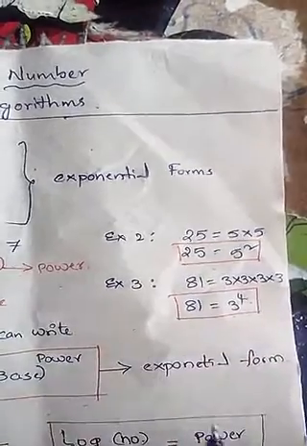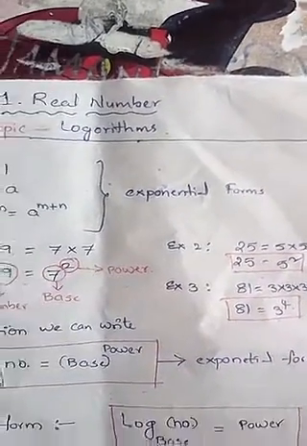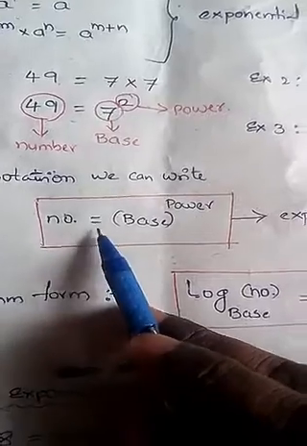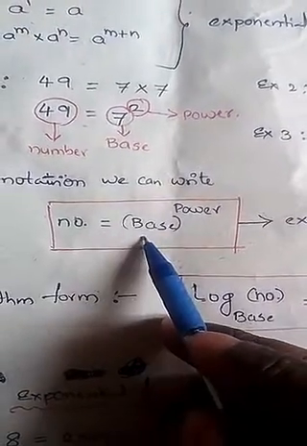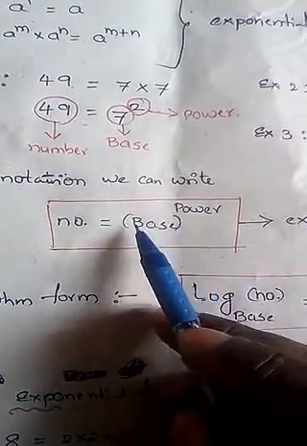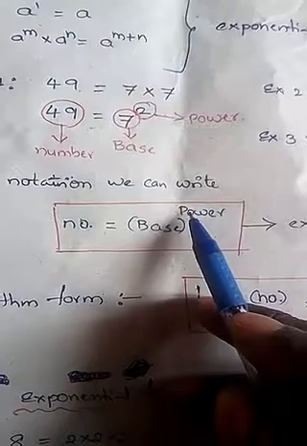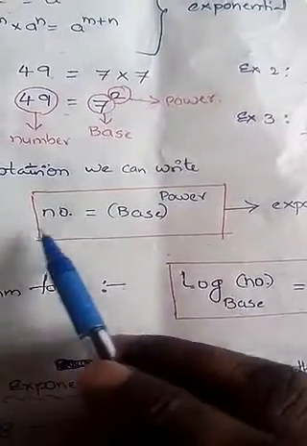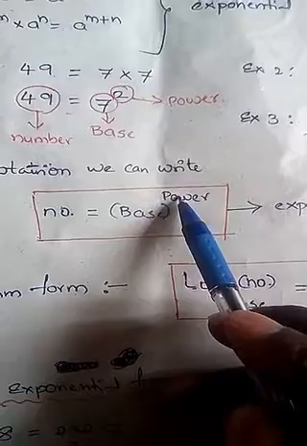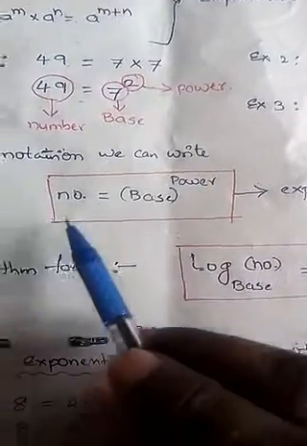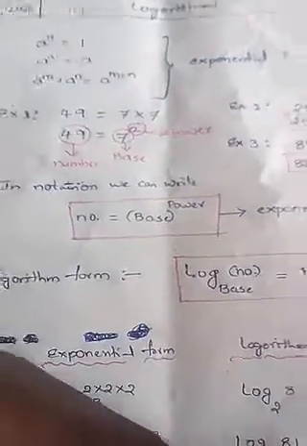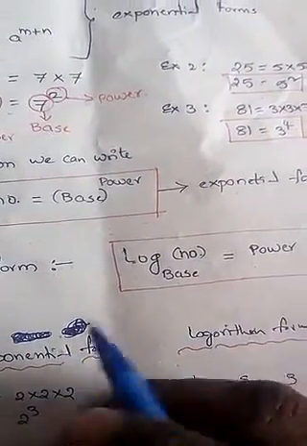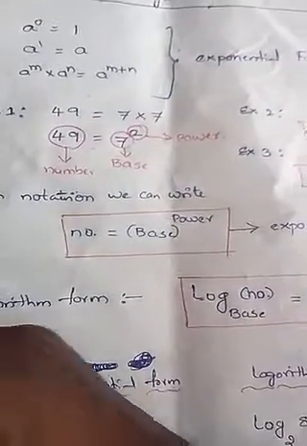So remember, in exponential form we write the notation: number equals base, and on the top right side of the base we write the power. So number equals base to the power. This is the notation of exponential form.